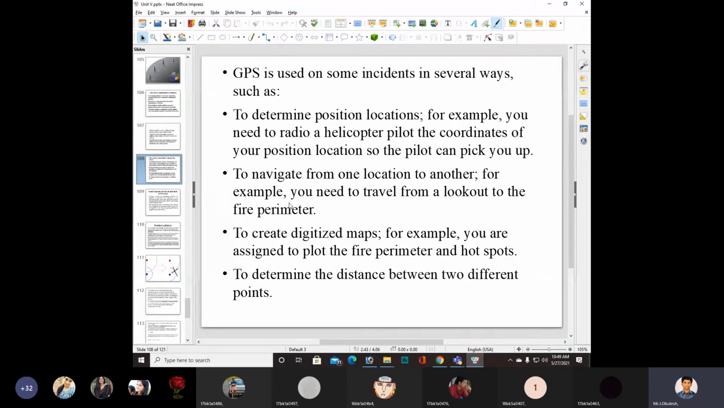Here, you need to determine the distance between two different points, what we discussed in the previous. In the previous, we have three satellites, satellite A, B, C, right? These three satellites usually intersect at two points. So those are the two different points A and B we are discussing here.